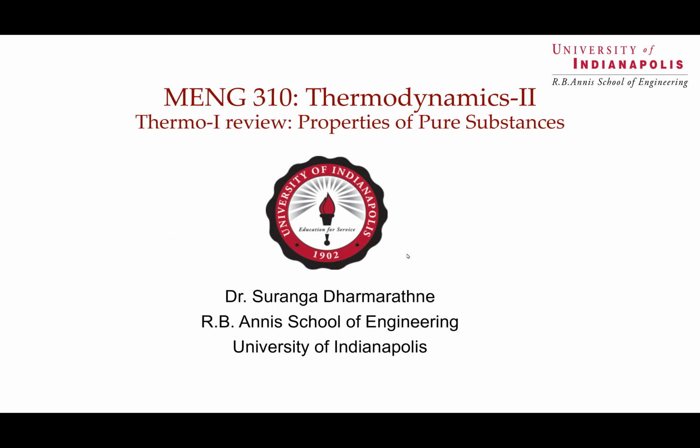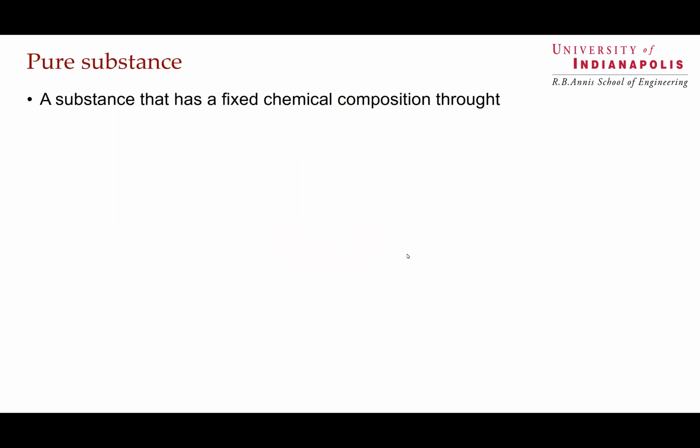In this video, I'm going to explain how to find the properties of pure substances. First, let's see what a pure substance is. A pure substance is a substance that has a fixed chemical composition throughout the process. For example, we can consider water as a pure substance.